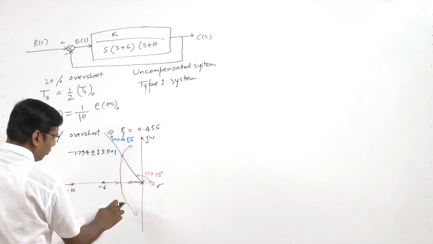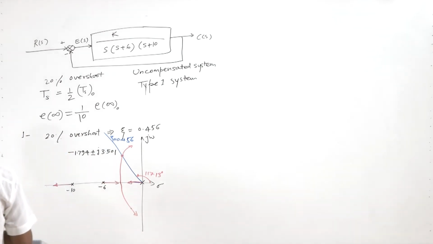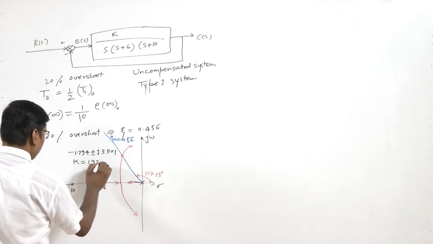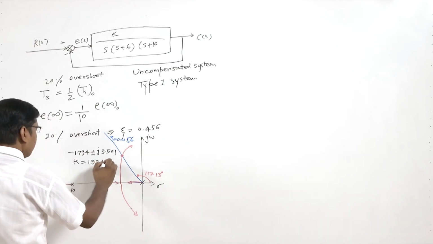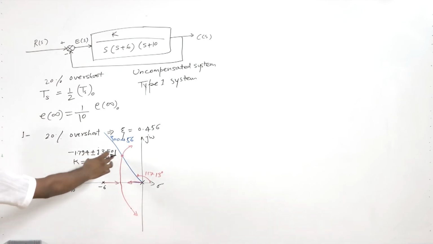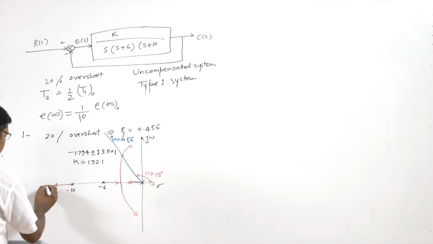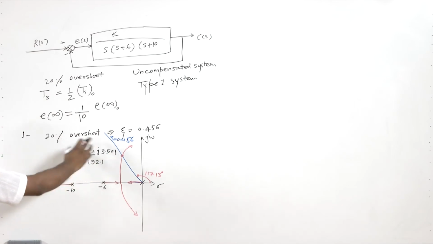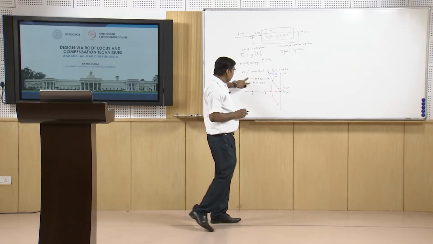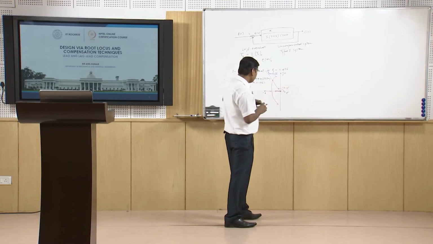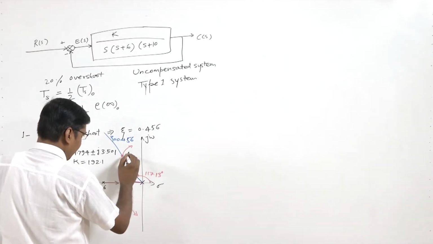So we will get this other point here, and this happens for k equal to 192.1. So this is the gain, and we will get the third. So these are the two poles, and here we will get somewhere the third pole. So this is the uncompensated system giving the 20% overshoot for these dominant poles at A.